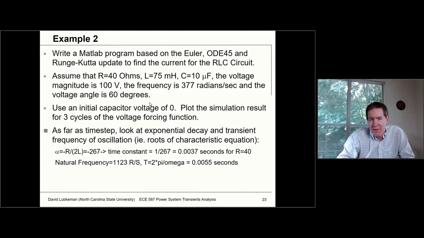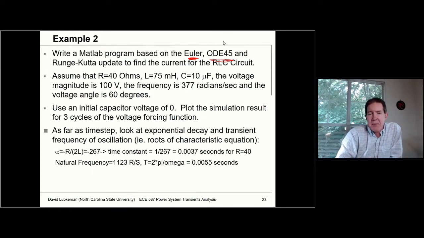And what we're going to have this time is an RLC circuit. And what we're going to want to do is take a look at using an Euler approach and ODE45. We're going to want to do some Matlab coding right here. And let's assume we start off with resistance of 40 ohms, inductance of 75 millihenries, capacitance of 10 farad. So this is just a series RLC circuit.